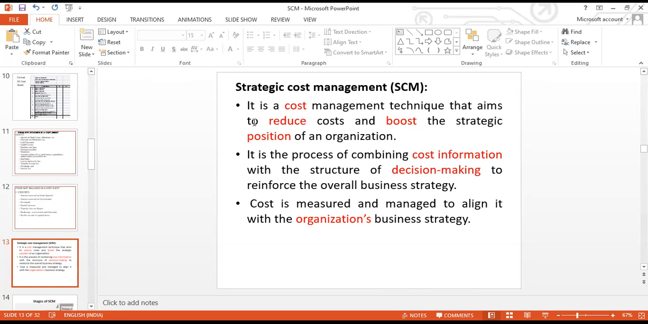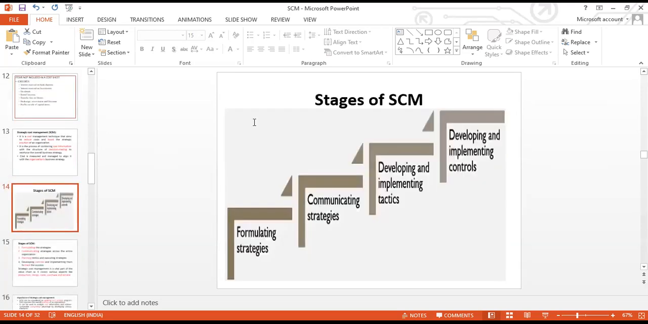Organization ke strategy se meri cost align honi chahiye, align yani equal honi chahiye, or match honi chahiye. For that purpose, I have to study the strategic cost management. Try to understand the importance of strategic cost management. So if you talk about the various stages of strategic cost management, abhi cost management mein mujhe kya karna hai? Strategic cost management mein mujhe kya karna hai? I have to formulate the strategies. I have to formulate various strategies required for cost management technique or cost control technique. So I have to prepare the strategies.